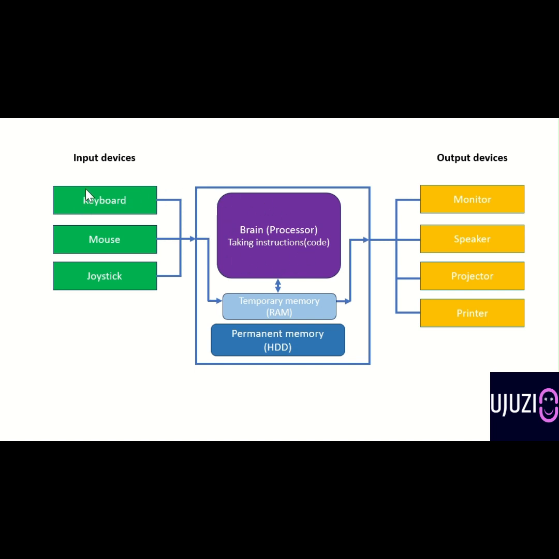Joe expects us to tell him something that we want him to do. When we tell Joe what we want him to do, Joe does the processing by taking instructions from a code which we write in the computer. And then Joe delivers the output that we want, either displaying something on the monitor screen, producing some sound if we are playing music, projecting something through a projector, or sending a document to be printed out on the printer.